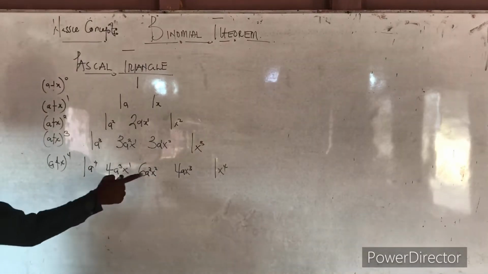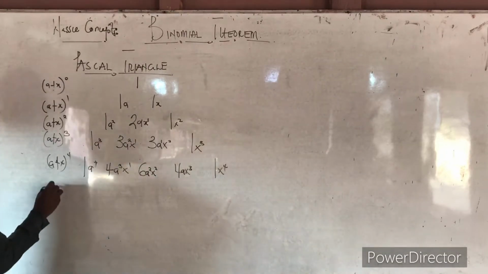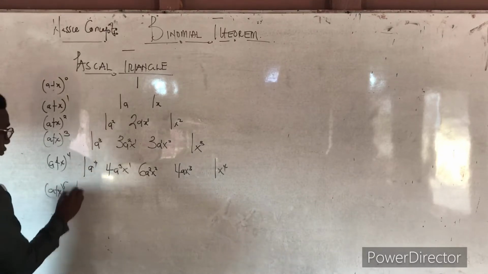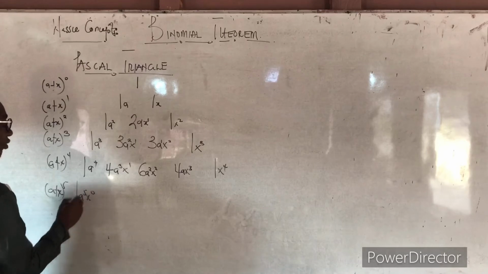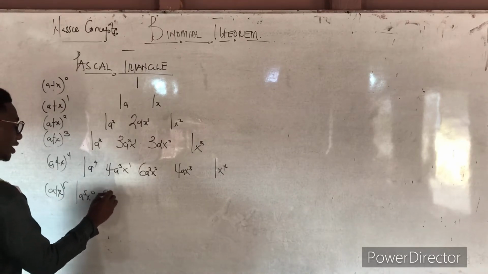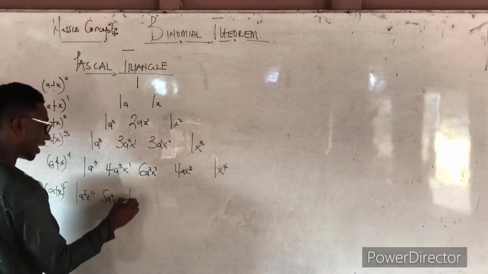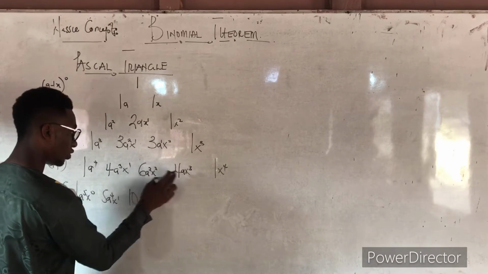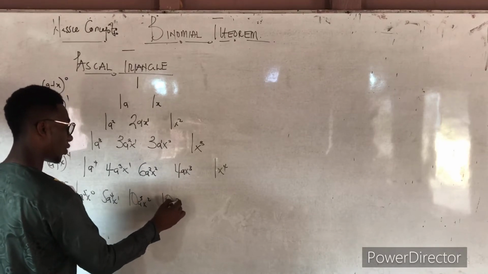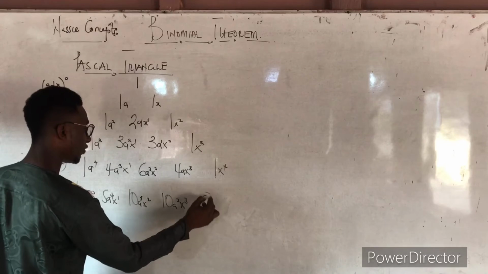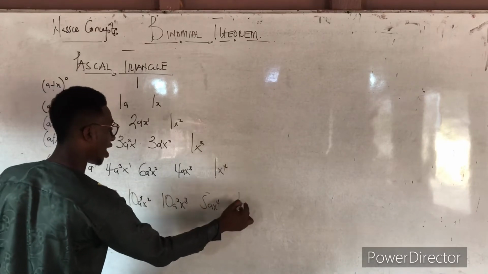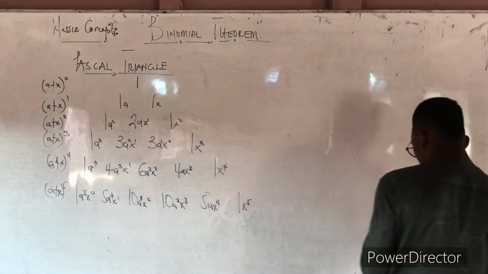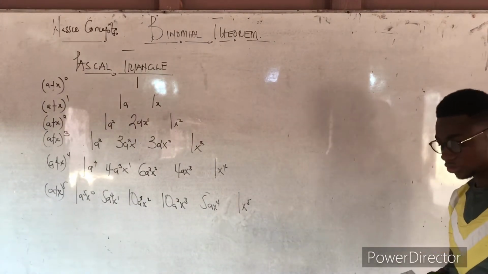Okay, so you realize that the a is decreasing, the x is increasing. So let's do the last one. 1a x exponent 5, so you get 1a exponent 5 x naught. That's 5a exponent 4 x1. This will give you 10a exponent 3 x squared. This will also give you 10a squared x cubed. And this will give you 5a x exponent 4 and 1 x exponent 5. And this is how the Pascal's triangle was built.